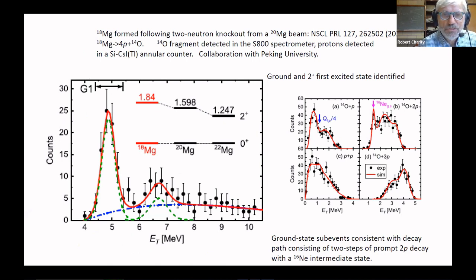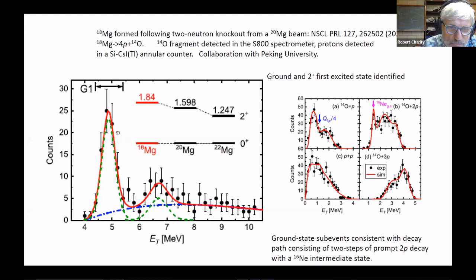So we had to build a new detector for this, and we collaborated with a group from Peking University, and they took the data home and analyzed it. So this was a thesis of Yu Ying, a student in that group. Anyway, so magnesium 18 is formed by 2 neutron knockout from a magnesium 19 beam at, I think, about 100 MeV per nucleon. So this is the 4p plus oxygen 14 invariant mass spectrum.